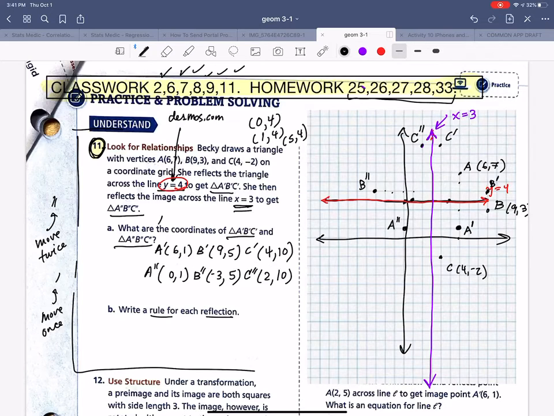What is the rule? So I'm actually going to copy down because it's a little bit easier for me to see and highlight. So I notice the x values don't change because I reflected over y. And then the y values didn't change because I reflected over x. So write a rule for each reflection.